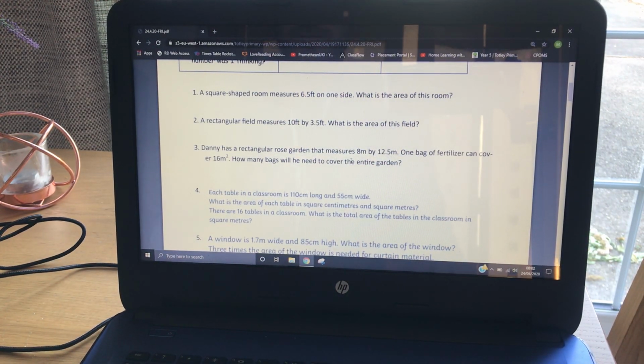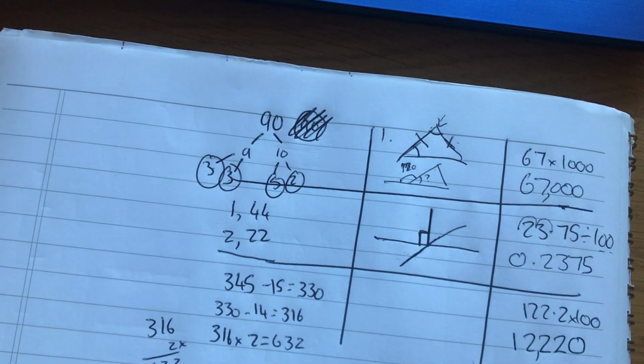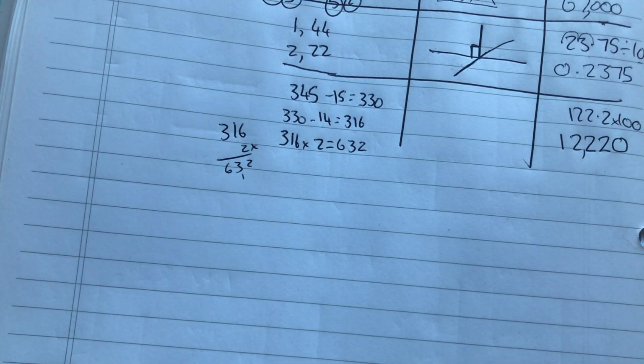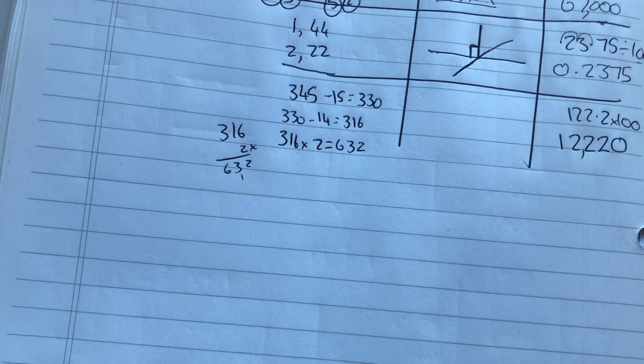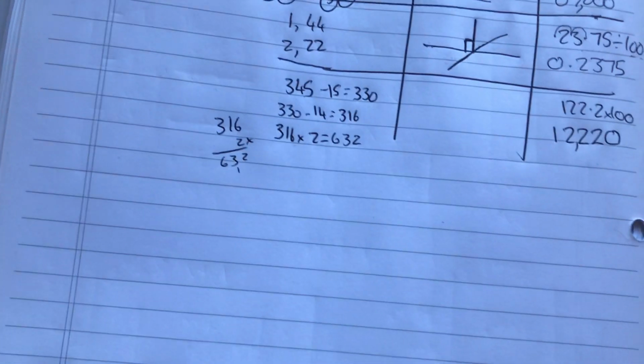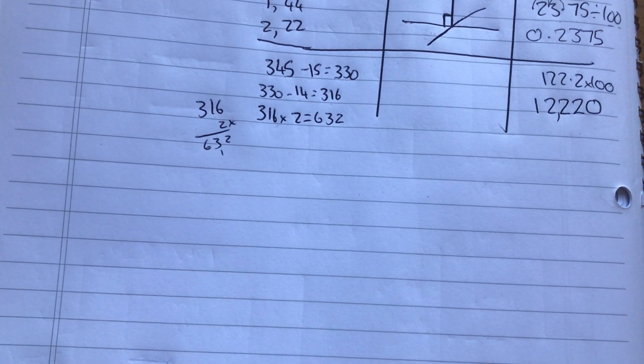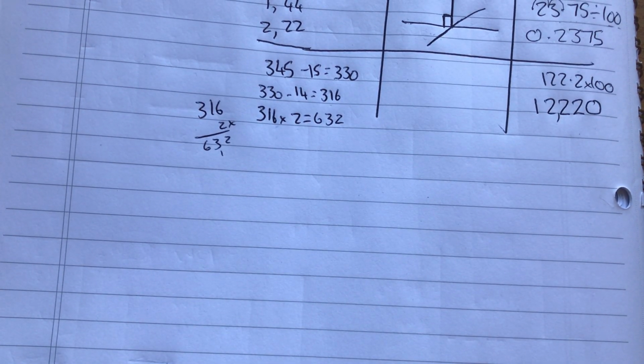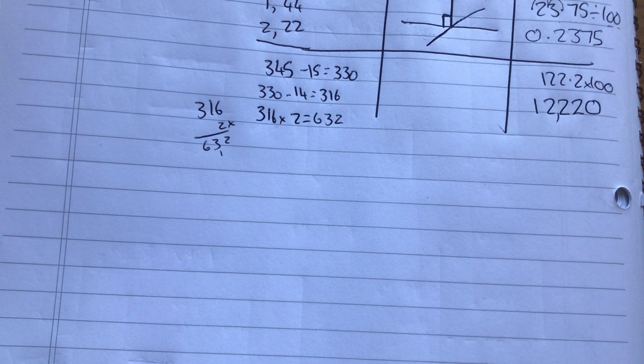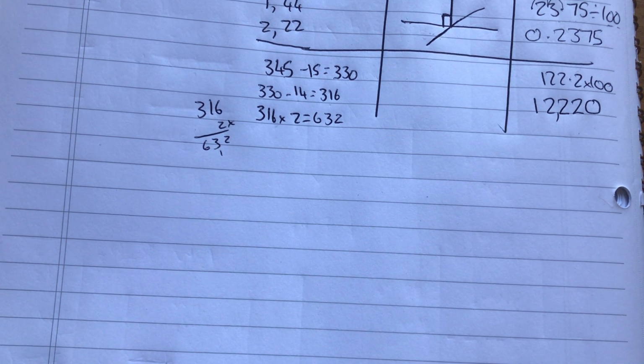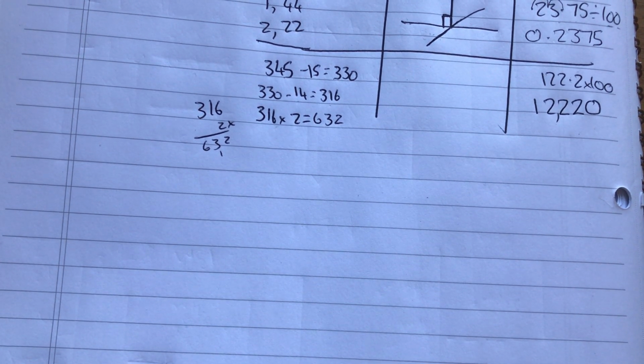Anyway, so first one, I'll go back down to here. The first one says a square-shaped room measures 6.5 feet on one side. What's the area of the room? Now your first thought for this one might be, oh my goodness gracious, we've not done feet. I've put those questions in on purpose because it doesn't really matter what the unit of measure is for these. It could be 6.5 bananas. What's the area of the room in bananas? It doesn't particularly matter. It's just a measurement that you're using.